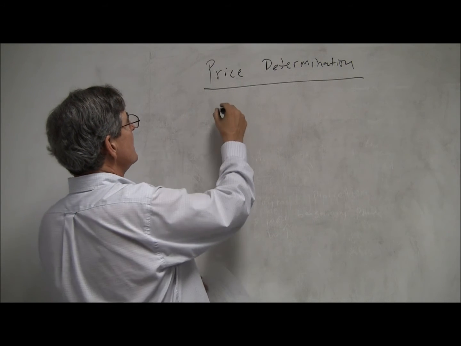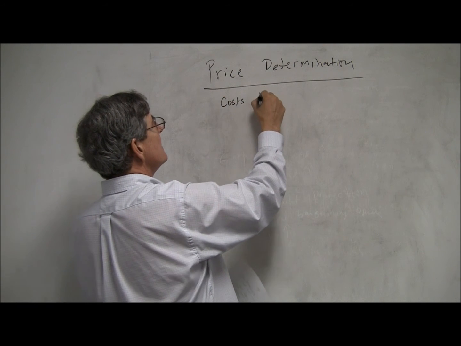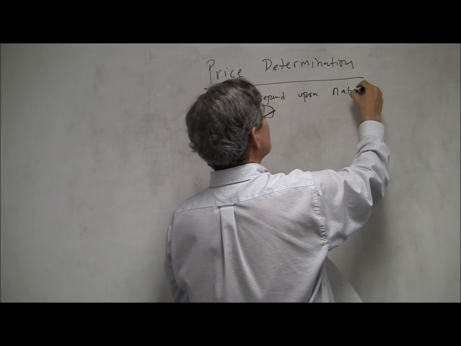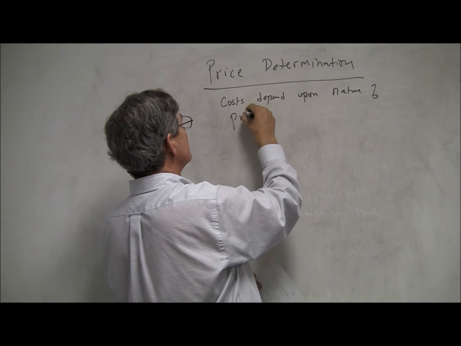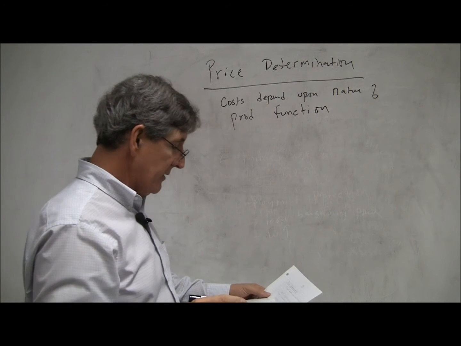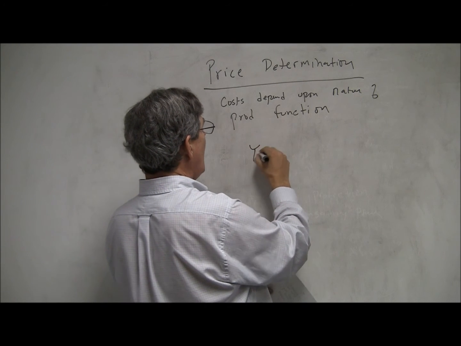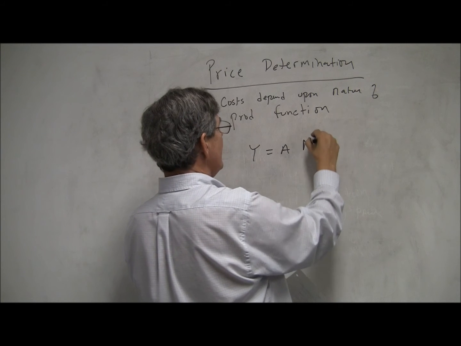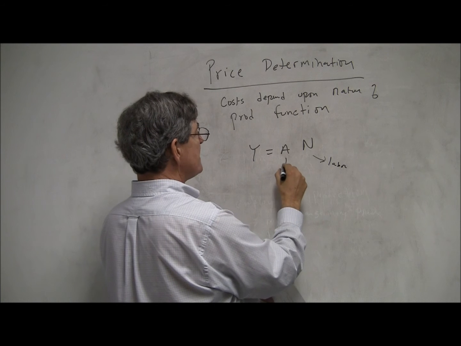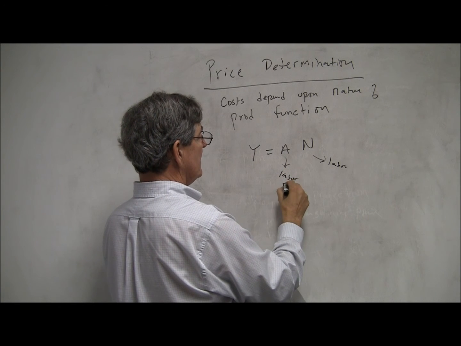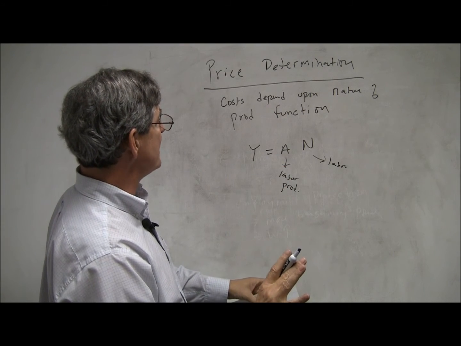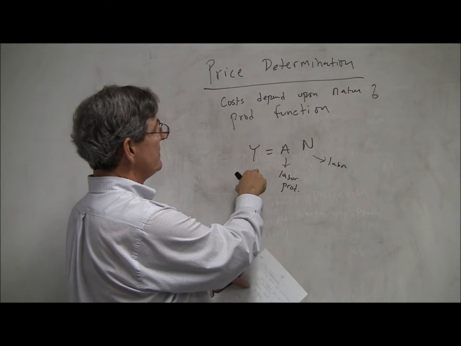So costs depend upon the nature of the production function. We're going to assume a really simple form for the production function. We're going to assume that Y equals A times N. N is labor. A captures labor productivity. As technology improves, A might change. We're going to hold technology constant. And Y is output.